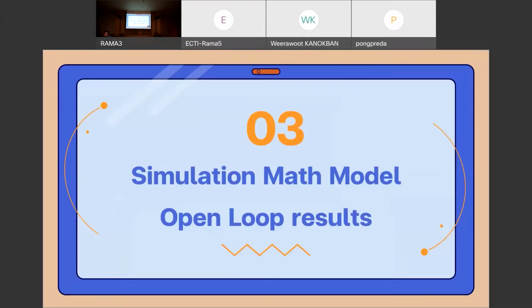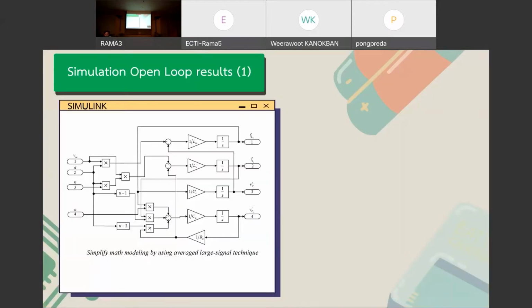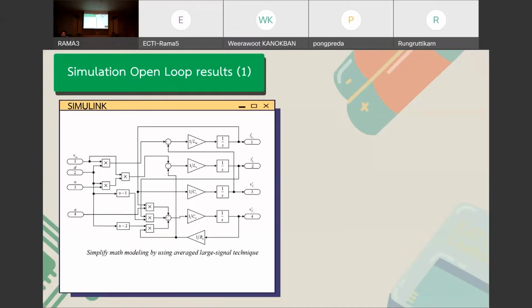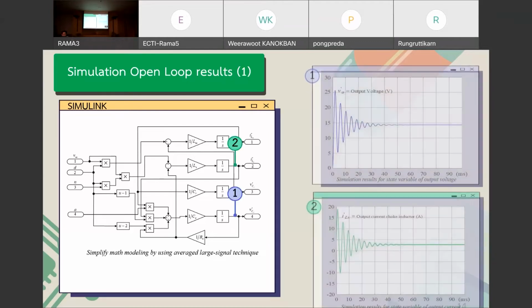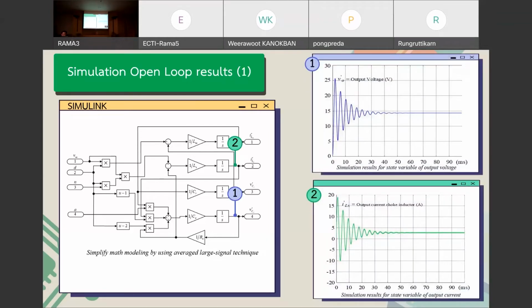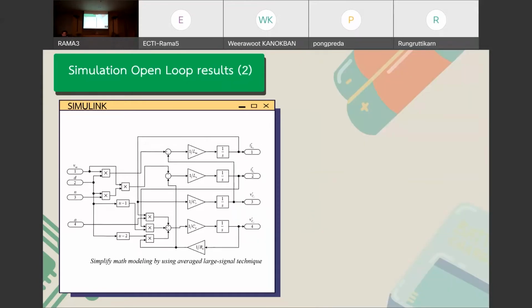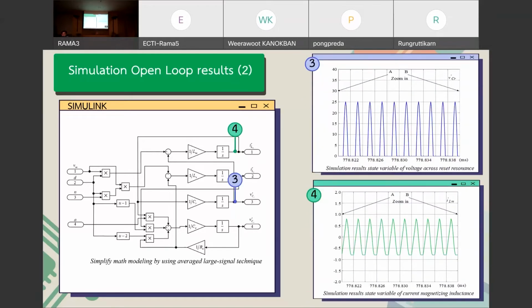Simulation of mathematical model, open loop result. We simulate the mathematical model of the derived relationship of state variables by using a simulation program. The purpose of mathematical model simulation is to verify that the method was correctly analyzed and to study the dynamic state and the state variables of the system. Firstly, number one is output voltage and next is output current. The third is VCR and finally the fourth is the ILM.